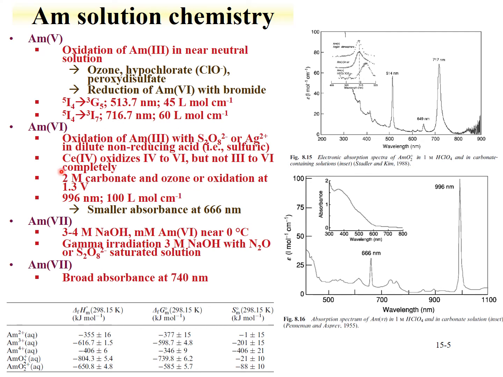It can be formed from the oxidation of americium-3 with some more aggressive oxidizing agent, or with 2 molar carbonate and ozone, or by oxidation at 1.3 volts. The absorbance is shown here at around 1,000 nanometers with a molar absorptivity of about 100.